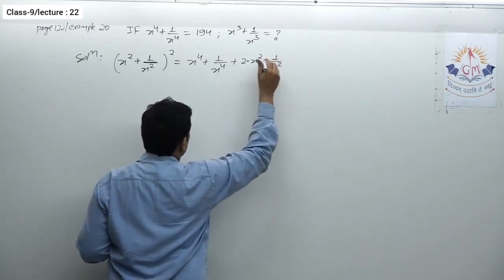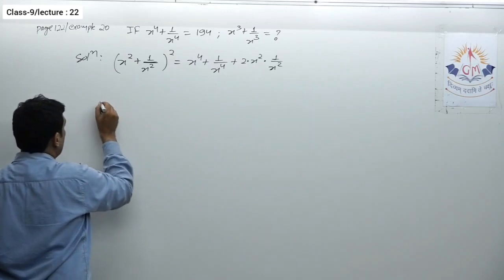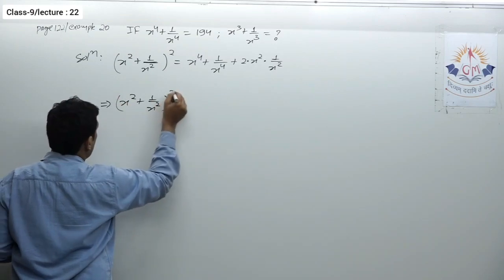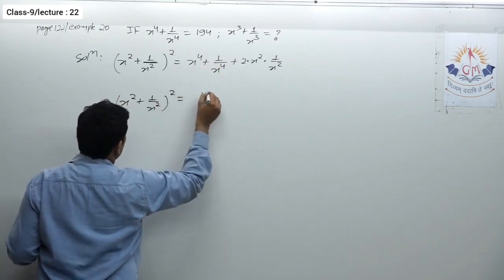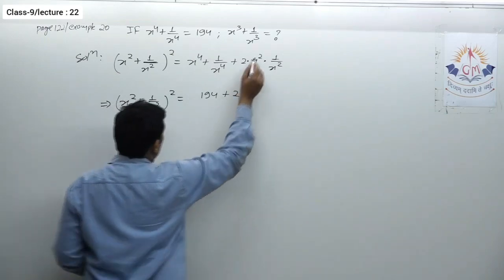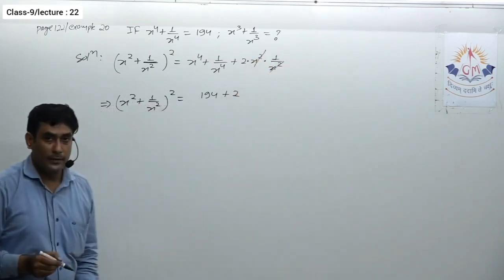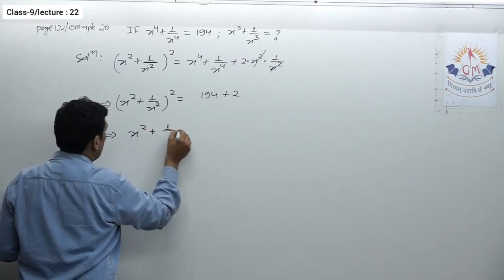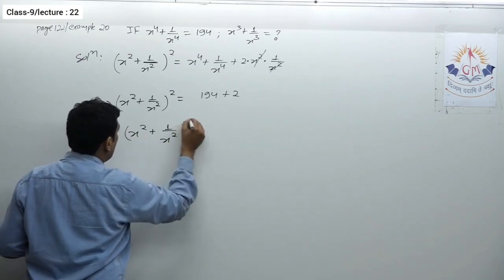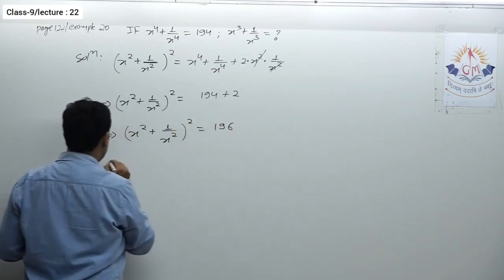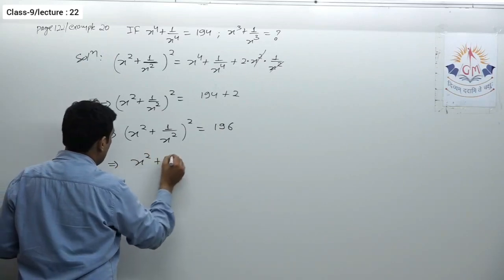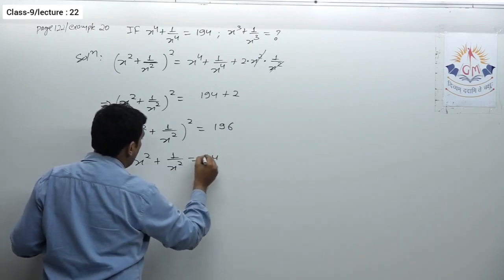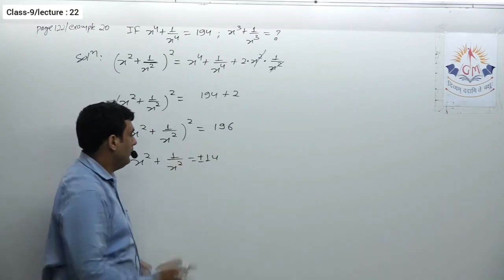2 into, not plus. Okay, so here I will get x square plus 1 upon x square whole square is equal to, now this value is given, 194 plus 2. Okay, because this x square and 1 upon x square will cancel each other. So here I will get x square plus 1 upon x square whole square is equal to 196. So ultimately I will get x square plus 1 upon x square is equal to 14. Better to write plus minus 14. Okay.